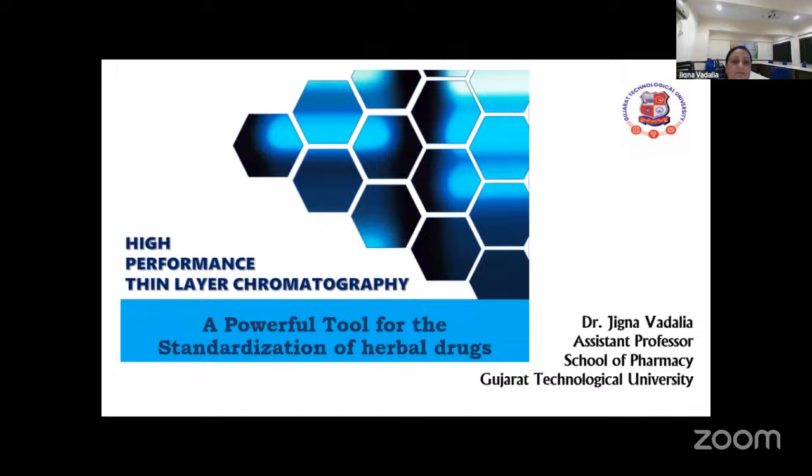And standardization also supports regulatory compliance. So nowadays if we want to market our drug in the US market or any other country, it should comply with that market. To support that regulatory compliance with the WHO guidelines, these standardization steps are required. So standardization also promotes the global acceptance of herbal medicine.